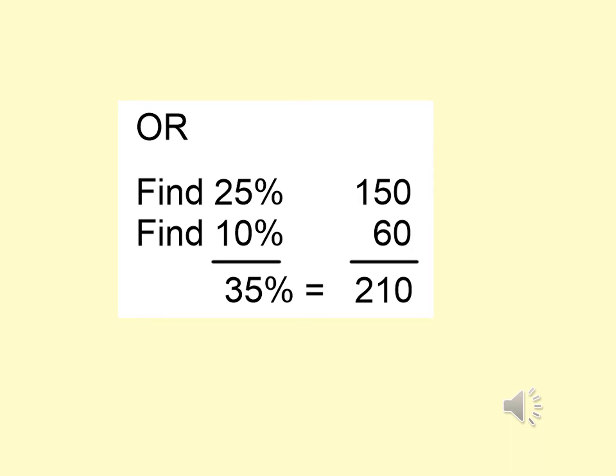There's possibly an even easier way of doing that. So to find 35%, we might find 25%, which is a quarter, and then 10%. So 25% and 10% is 35%. 25% is 150. 10% is 60. Add those together and we get the same amount, 210.